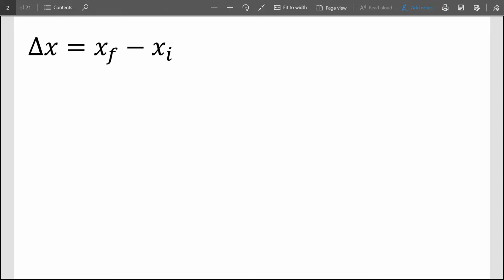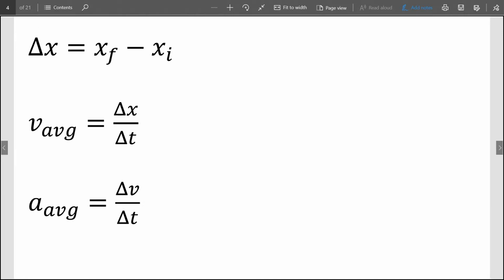Okay, so displacement is the final position minus the initial position. Velocity is the displacement over time. It is the time rate of change of displacement. And acceleration is the time rate of change of velocity. So it's velocity over time. All right. So those are really the fundamental quantities that we need to understand.